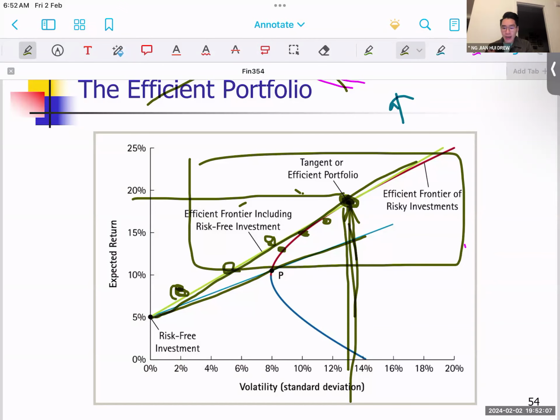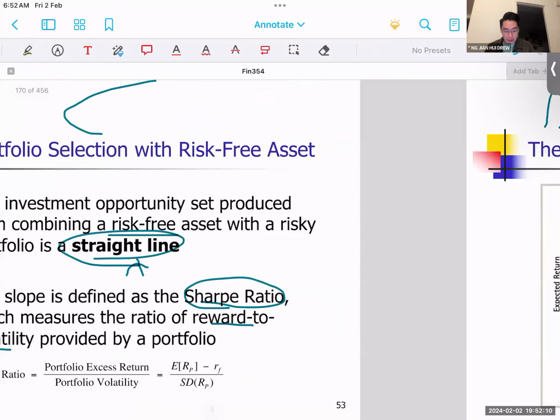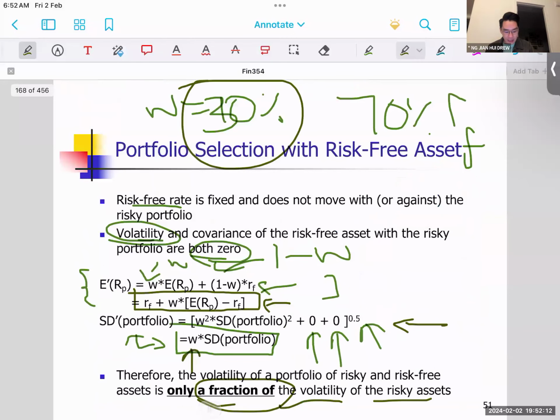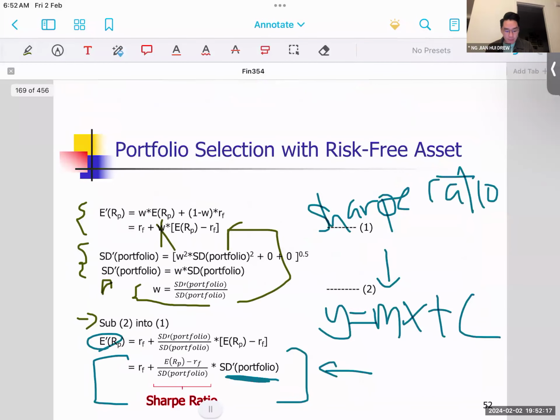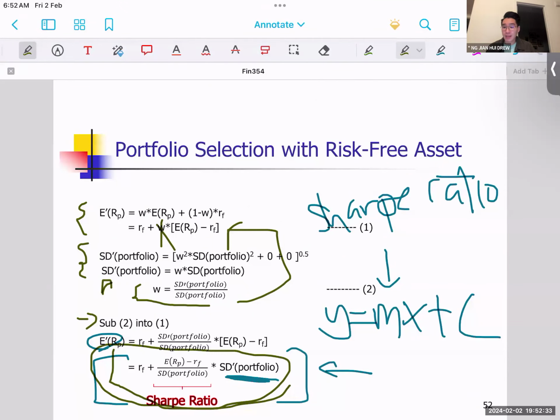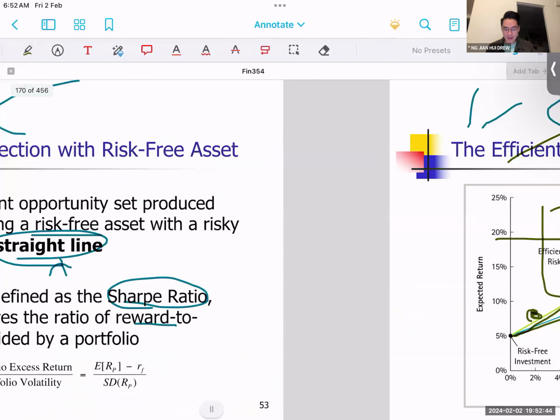Okay, I see a question. Why did it become a line? Remember we did this? We calculated this. We did a calculation here to show what happens when we add a risk-free asset. And then we just did some manipulation, and we showed that in the end, our equation becomes this. And your friend was saying that this looks like y equals mx plus c, which is true. And because it looks like y equals mx plus c, and y equals mx plus c is a straight line, that's why it becomes a line.